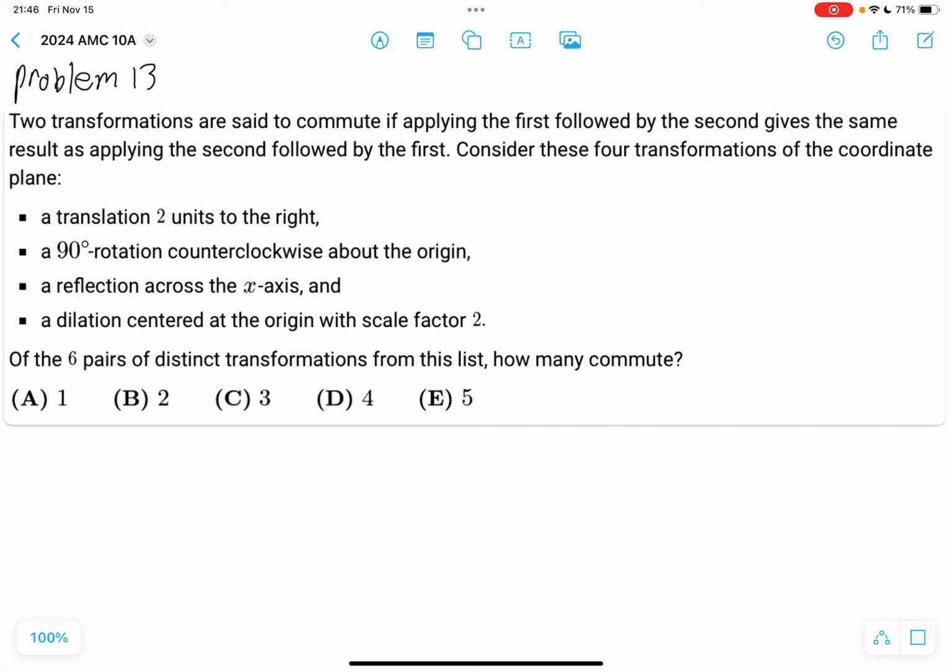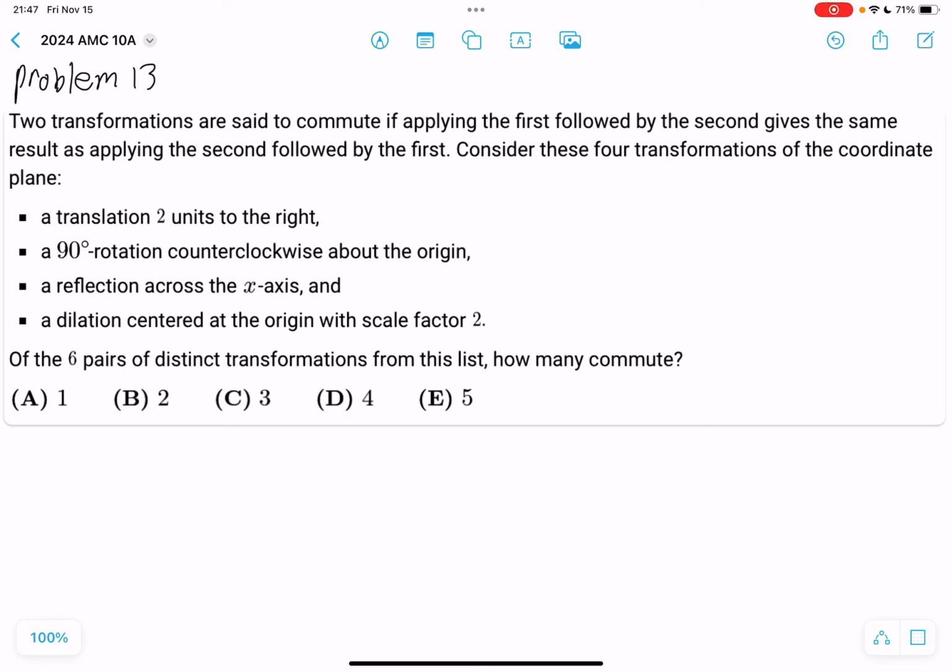This is problem 13 in 2024 AMC 10A. Two transformations are said to commute if applying the first followed by the second gives the same result as applying the second followed by the first. Consider the following four transformations of the coordinate plane.